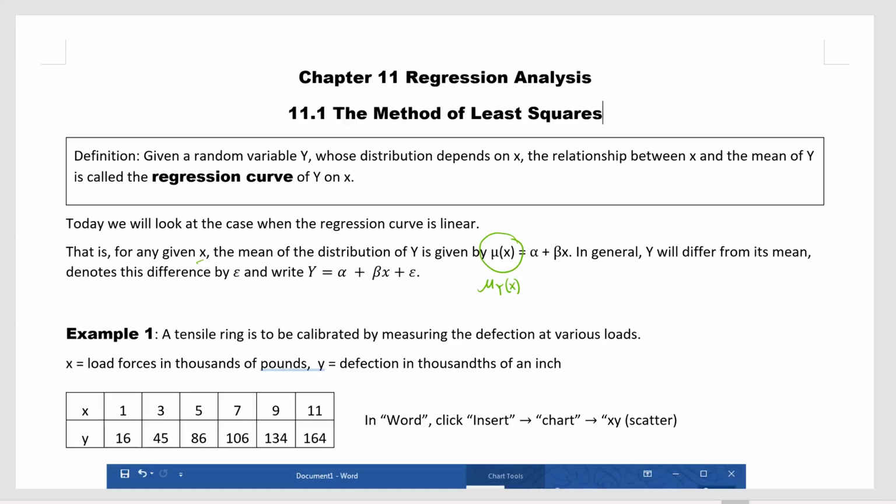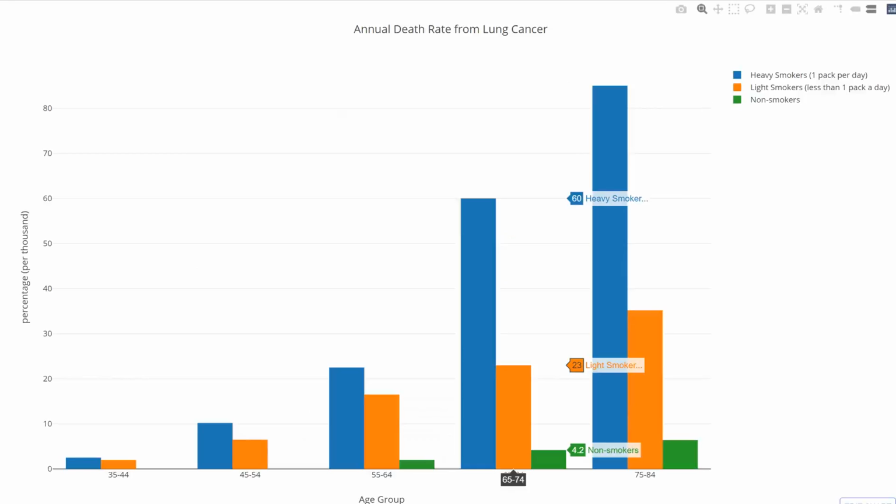As an example, I put this one on our course website. This is the annual death rate from lung cancer. Here we have the percentage, and here we have the age group. The blue bar indicates the heavy smokers, 1 pack per day. The orange bars indicate the light smokers, less than 1 pack a day. And the green one is for non-smokers. So you can see the data sets follow a linear relationship, right?